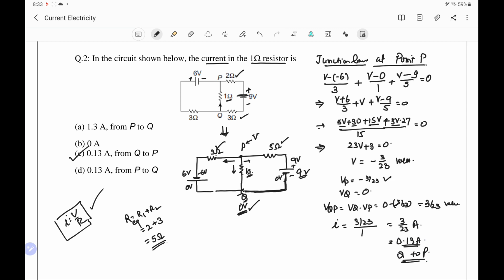Now we will solve this same question using the loop rule.